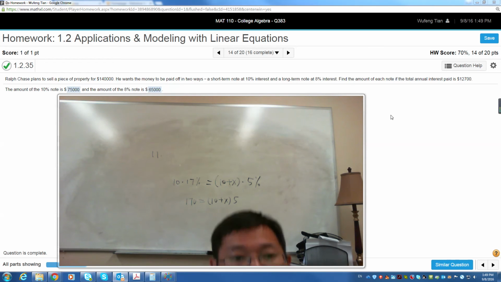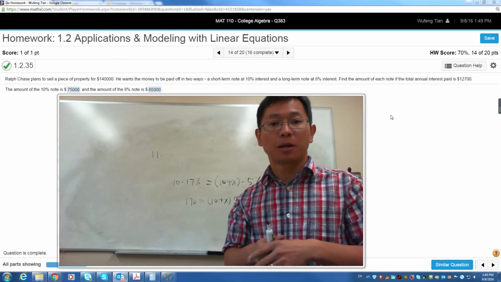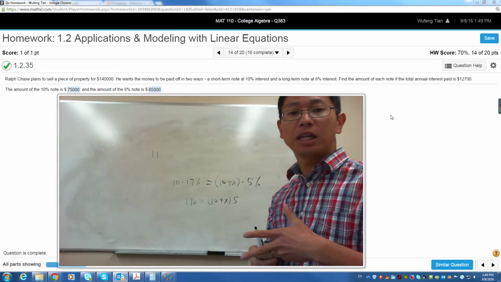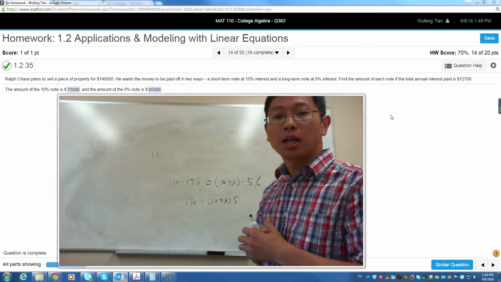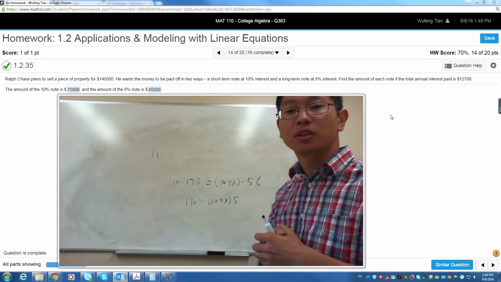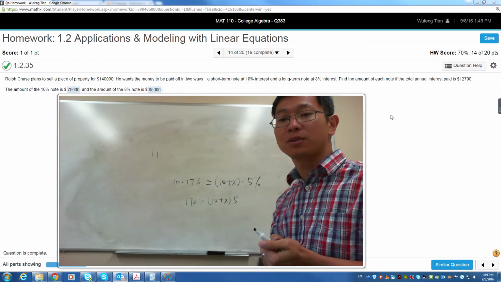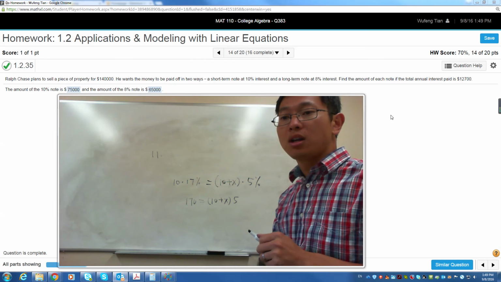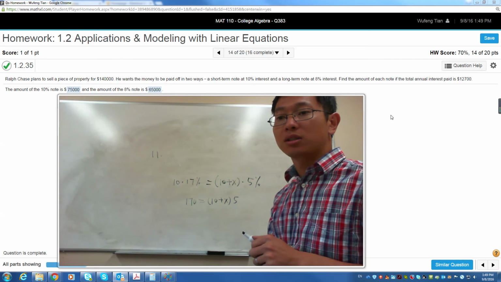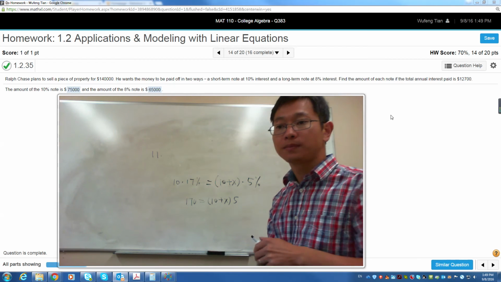Ralph Chase plans to sell a piece of property for 140,000, and he wants the money to be paid off in 2 ways: a short-term loan at 10% interest, and a long-term loan at 8% interest. Find the amount of each, if the total annual interest is 12,700. Okay.